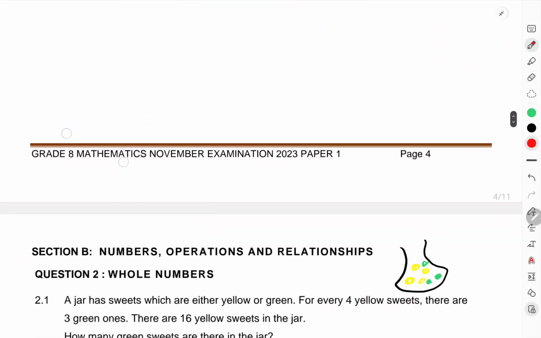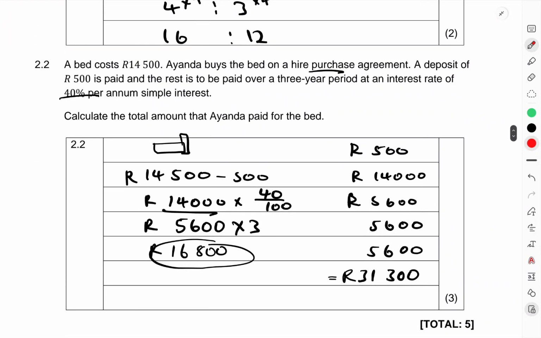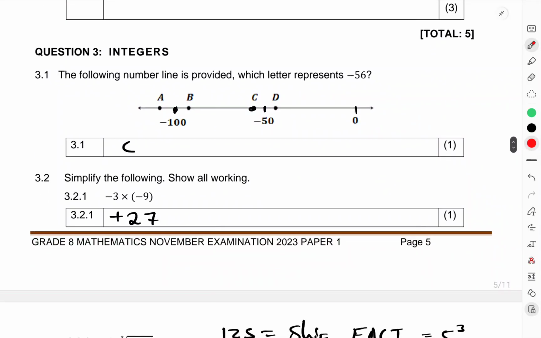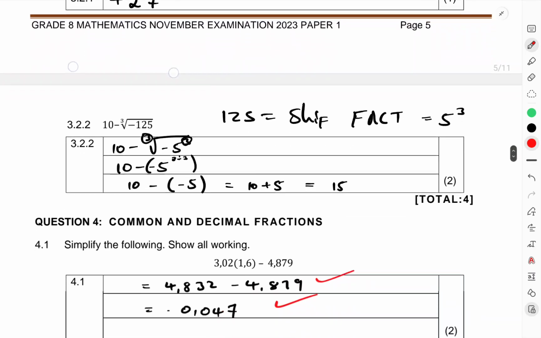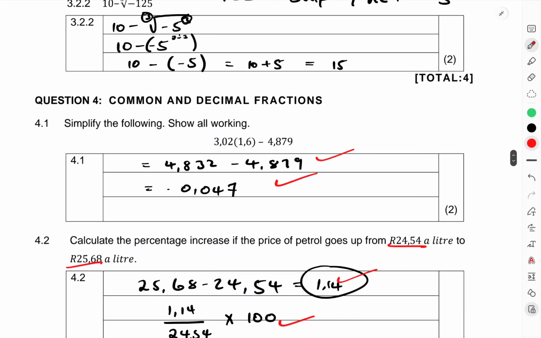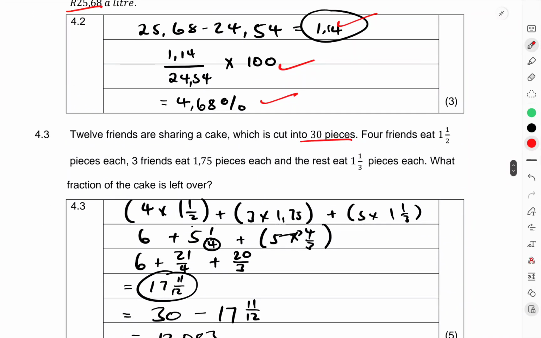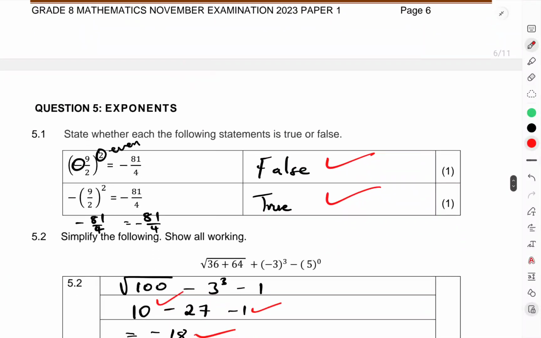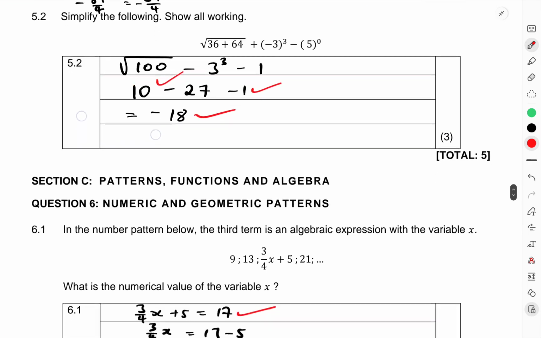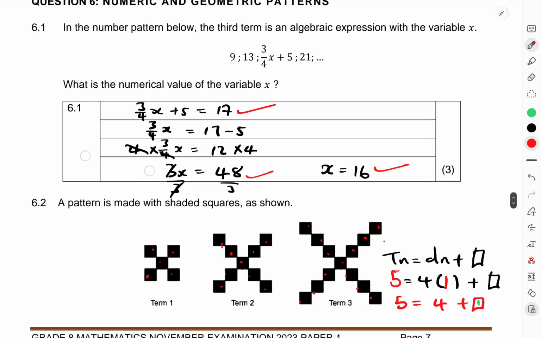Then after, it goes to ratios, the ratio. Then from the ratio, we have financial mathematics, hire purchase this time around. Then we have integers. You can use a calculator, but then be smart with the use of a calculator. Then we have common and decimal fractions. Then we have percentage increase. Then after, we have sharing according to the ratio at some point. Then we have exponents, true or false. Simplify. Then we have number pattern, arithmetic pattern.